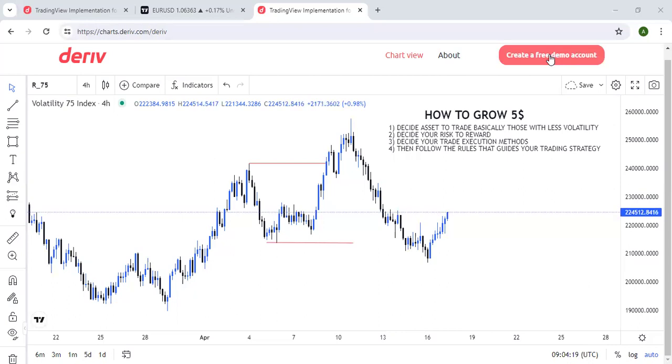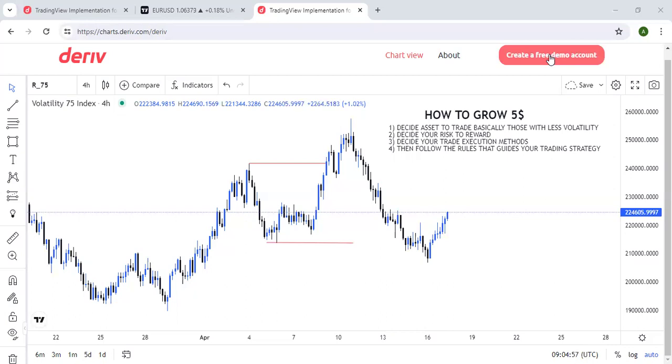I think majorly VIX10 is a bit volatile, but not really volatile. You can trade VIX10. You can trade VIX10S. You can even trade V75. Yeah, V75 is a very good asset to trade even with a $5 account. VIX25S is a bit volatile. VIX25S is volatile, but VIX25 is still okay. You can manage that. So I'm just telling you the assets you can trade with a $5 account.